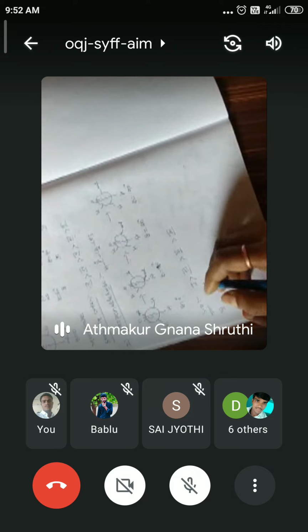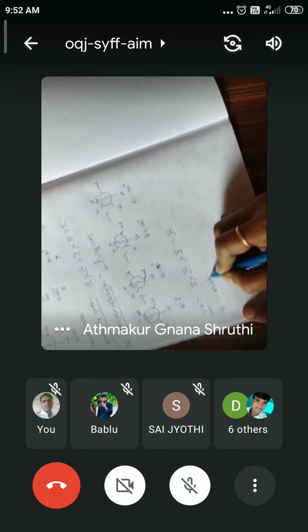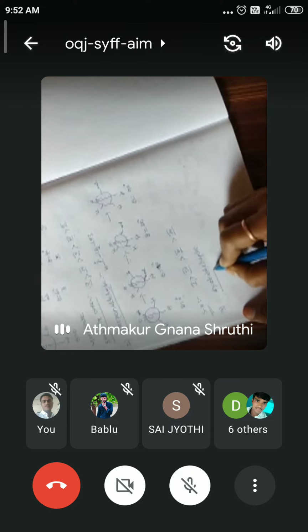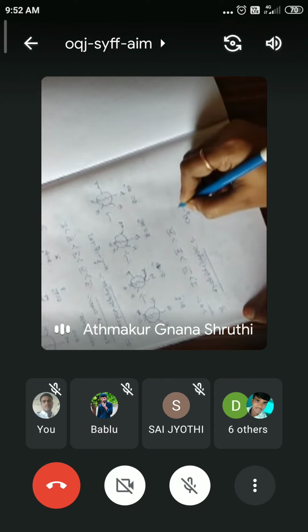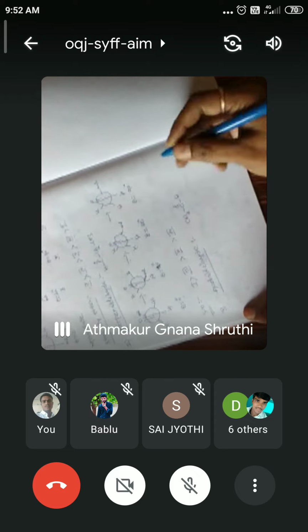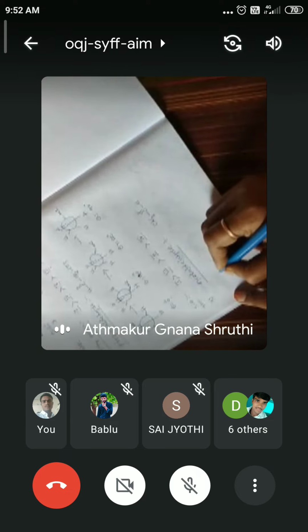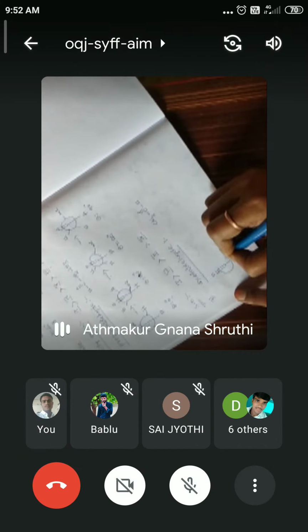And the next, third one, is acetaldehyde. Acetaldehyde means CH3, C double bond O, H. So this is acetaldehyde. Now we have to write the conformations. So first one, the eclipsed form. We should write the eclipsed form.